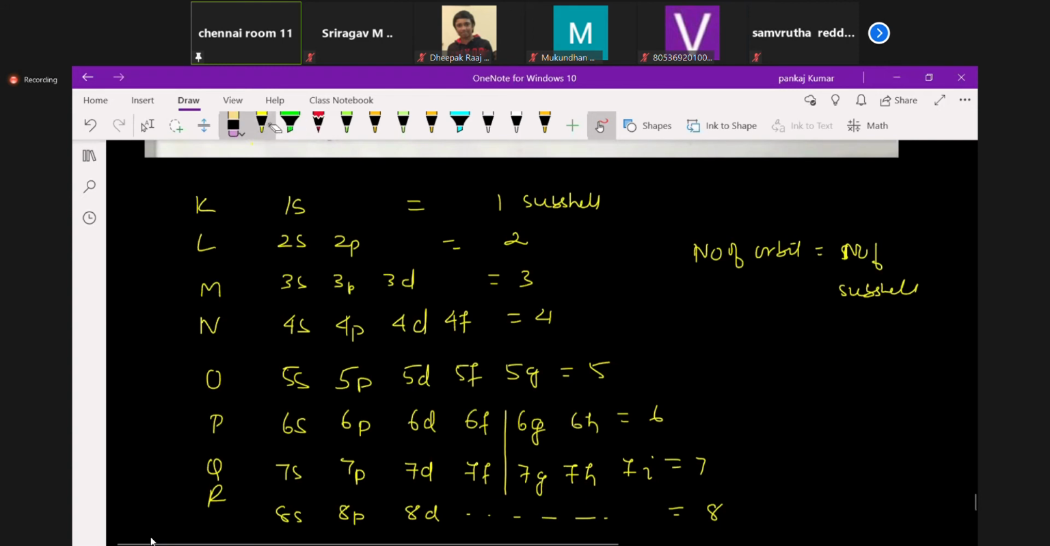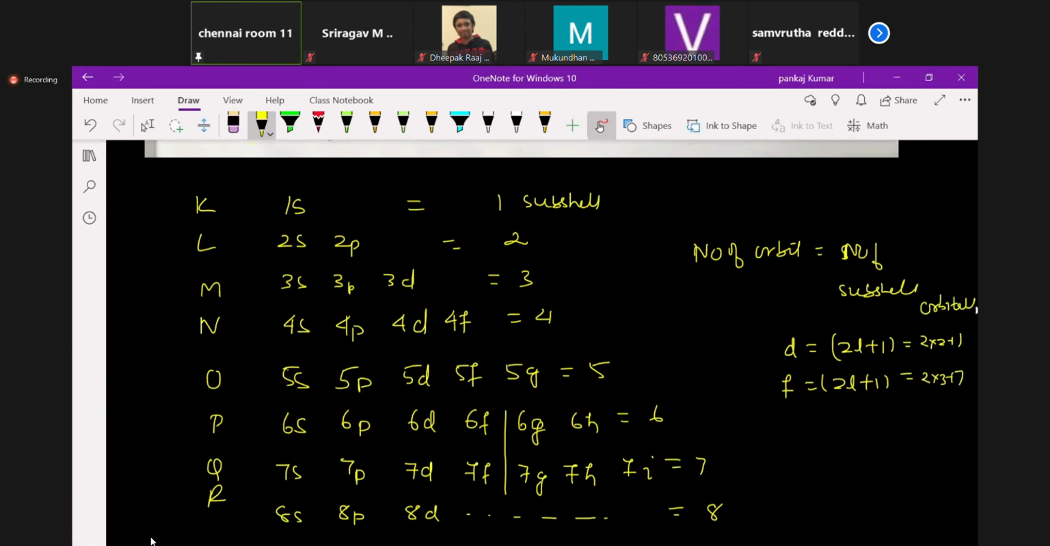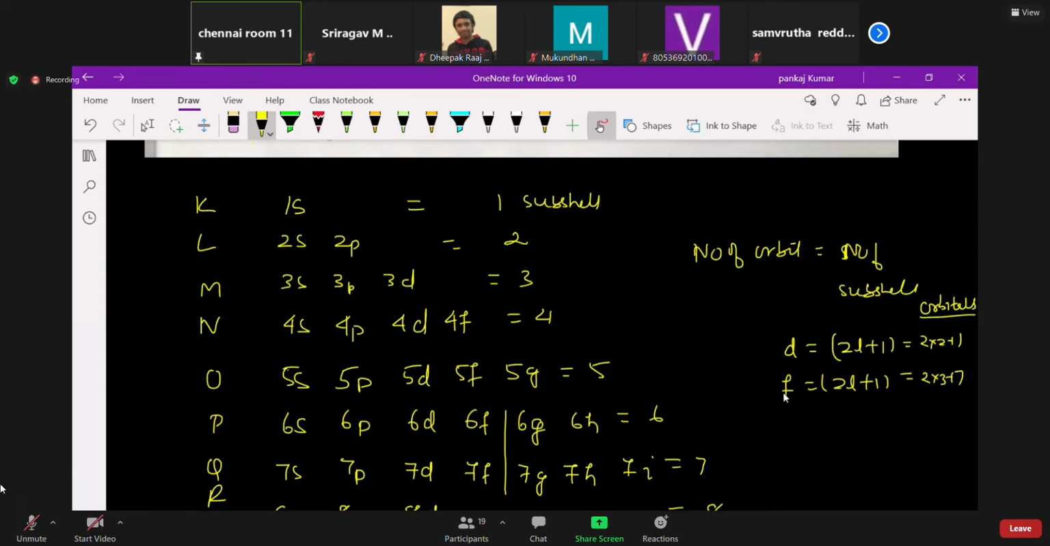For the number of orbitals, how will you find it? I also forgot. Suppose D consists of how many orbitals? You have to use 2L plus 1. F consists of how many? Again 2L plus 1. Here the D value is 2, so it will be 2 multiplied by 2 plus 1. Here the F value will be 3, so it will be 2 into 3 plus 1, so there will be 7 orbitals, isn't it? Or we can say orientations. That is orientation. Okay.